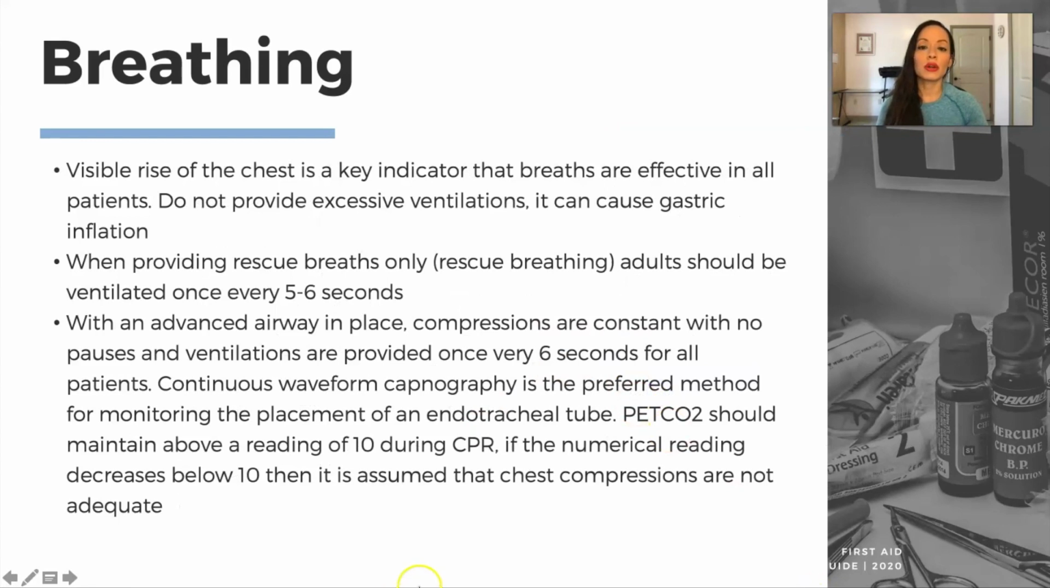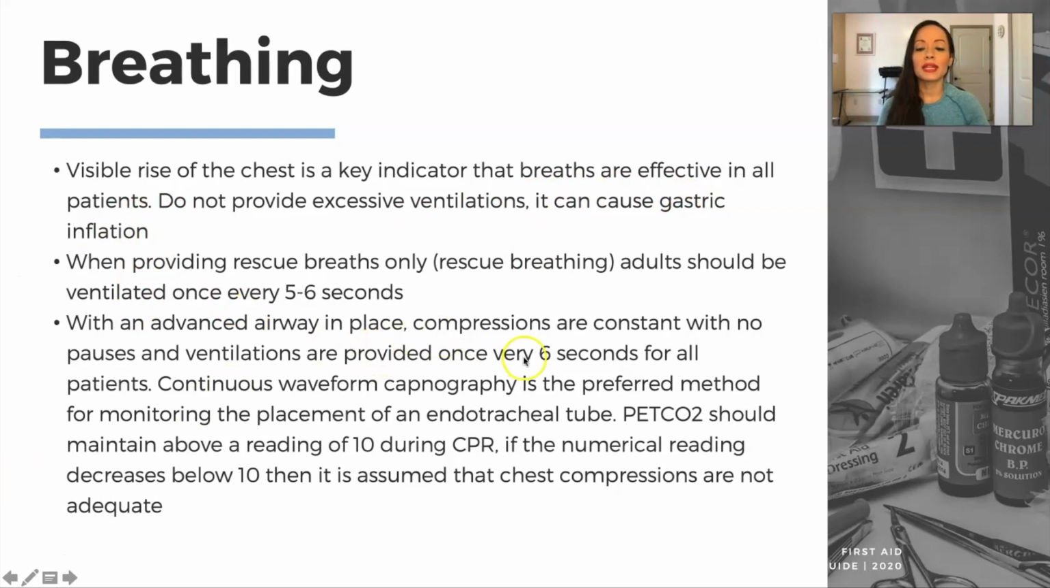Breathing. We've gone over visible rise of the chest as a key indicator that breaths are effective. Do not provide excessive ventilations. It can cause gastric inflation. I do remember that being part of a question, something about that.